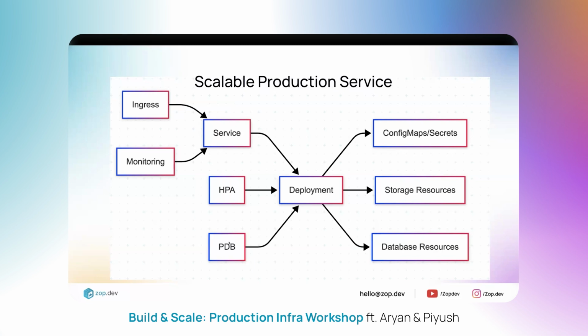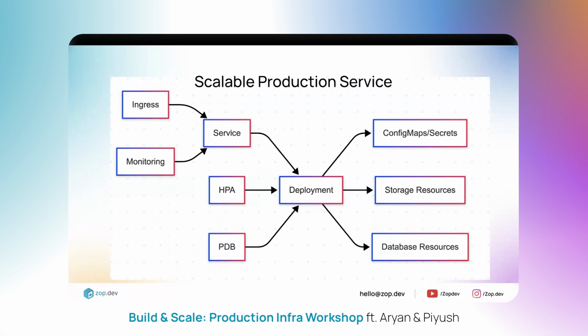Then we have PDB. It's basically a pod disruption budget. If we have a production service, we don't want it to have zero pods at any given time. So we can define the minimum number of pods that should be running all the time in the PDB. It manages that and makes sure that at least one pod is available for that service at any given time.